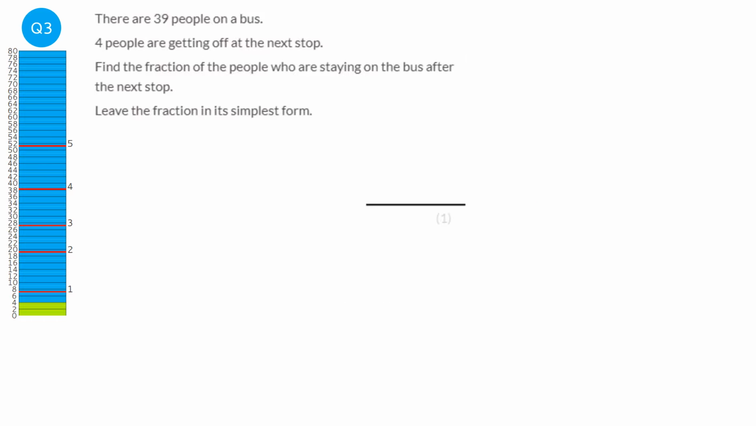If there were 39 people on the bus and 4 people got off the bus, that would leave 35 people remaining on the bus. So the fraction of people staying on the bus is 35 out of the 39 people on the bus. So our answer is, as a fraction, 35 over 39, and we can't cancel that any further.